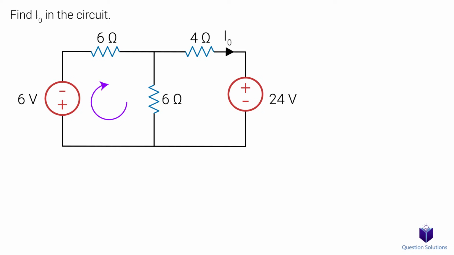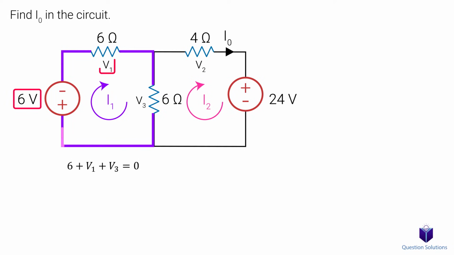Let's assume our mesh currents travel clockwise in each mesh. It doesn't matter which direction you pick. If you end up with a negative value, then you know it's opposite to your assumption. Since this is our first question, we will assign voltages to each resistor. Now we're going to write a KVL for the first mesh following the direction of our mesh current, so clockwise. We see that our current would enter the positive side of our voltage source. So it's positive 6 volts plus V1 plus V3 is equal to 0.